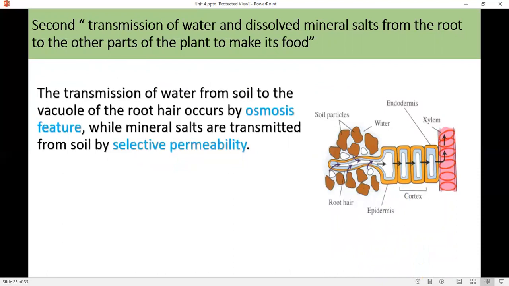Let's find the transmission of water and the dissolved mineral salts in roots. We said that the root hair extends from the epidermis, which is a thin layer. So the transmission of water from the soil to the vacuole of the root hair occurs by osmosis feature, as we mentioned, while mineral salts are transmitted from the soil by selective permeability. So transmission of water by osmosis, transmission of salts by selective permeability.